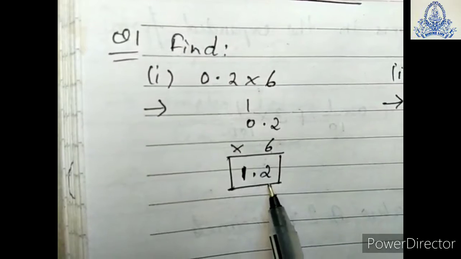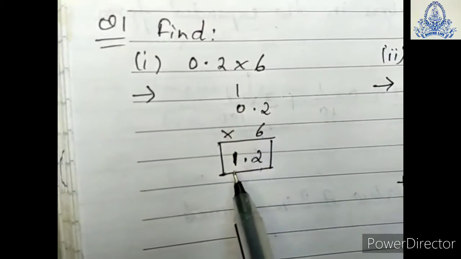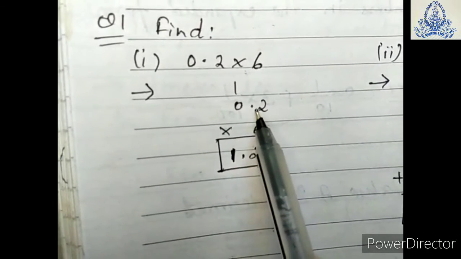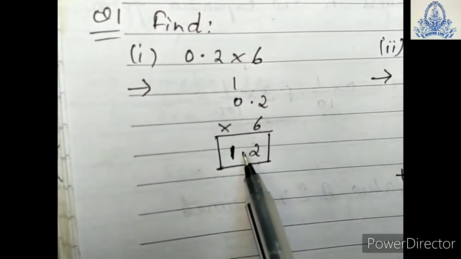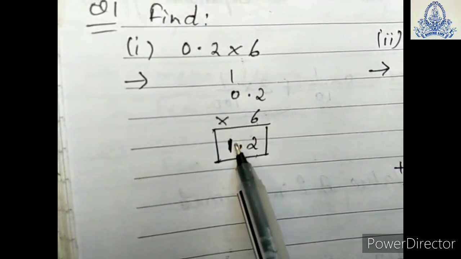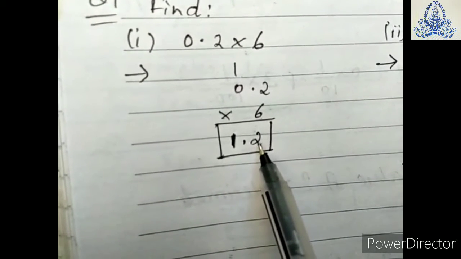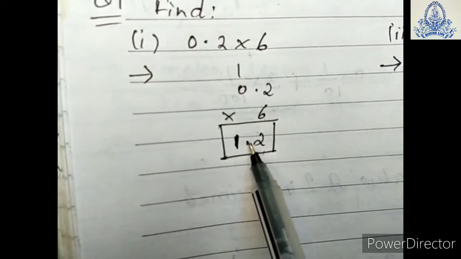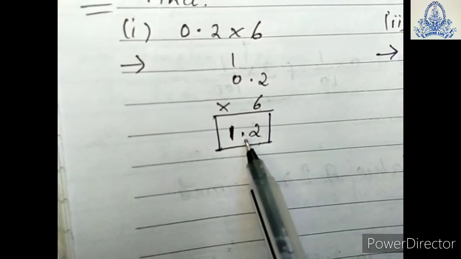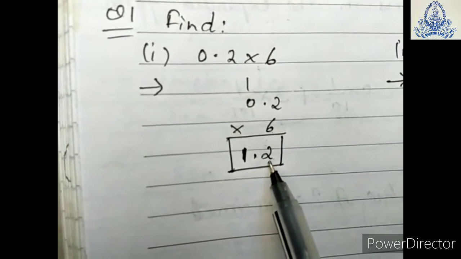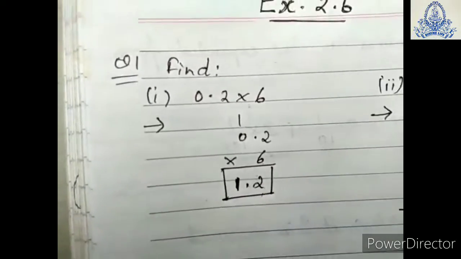6 2s are 12, 2 here, 1 is there. 6 0s are 0 plus 1 is 1. After the point there is only one digit, so we have to put a decimal point before one digit from the last side. That is, we got 12, so we have to put the decimal point before 2 as one digit is there. After one digit the decimal point is there, so you have to write in the answer also a decimal point before one digit. So the final answer is 1.2.